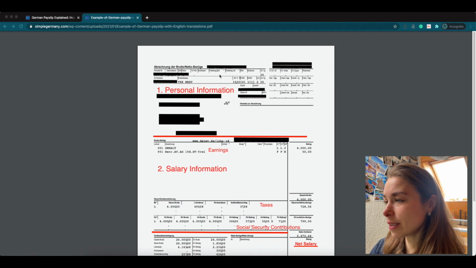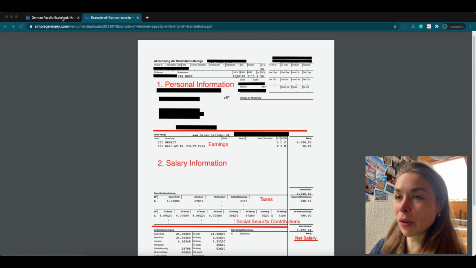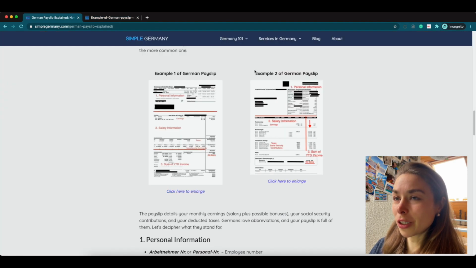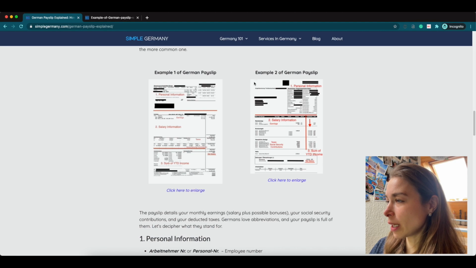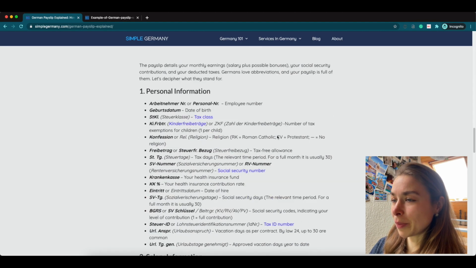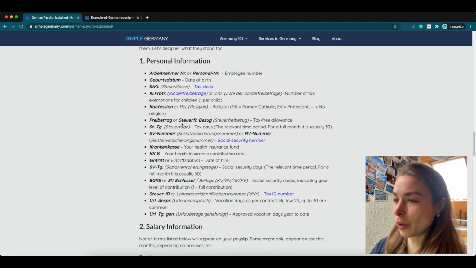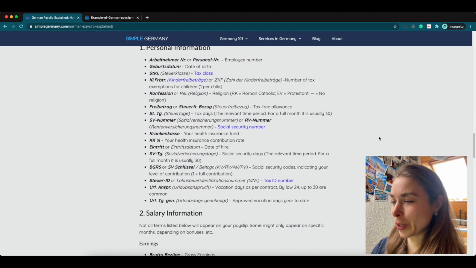And not all of these here are really important. The most important ones will follow further below. I have actually also given you another example of how it can look in our article on simplegermany.com, German Payslip Explained. If you scroll down, you will have translations and the meaning of each and every single abbreviation and word that you find on it. So with a little bit more time, and if you have specific questions, just revert to this guide, and I hope you will be able to answer your question there.